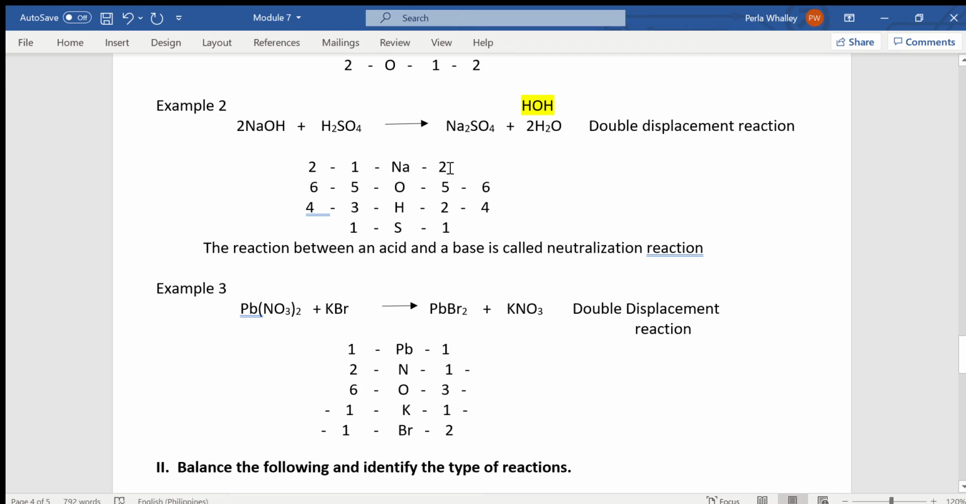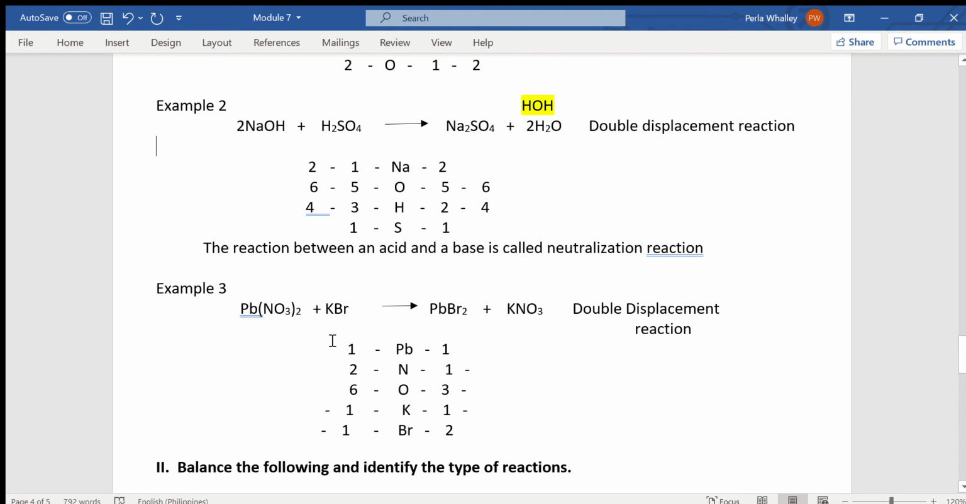2, 6, 4, 1, 2, 6, 4, 1. So the equation is balanced. We only need to write a coefficient before sodium hydroxide and water. The others here, there's no need to write a coefficient because it's already balanced. The type of reaction is a double displacement reaction because of the sodium ion, hydroxide ion, hydrogen ion, and sulfate ion. They exchange partners, sodium and sulfate. That is why we have sodium sulfate here. And then this H plus this OH, HOH, is equal to H2O. Sodium hydroxide is a base and sulfuric acid, H2SO4, is an acid. And the reaction between them is called a neutralization reaction.